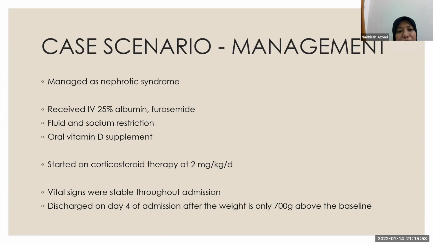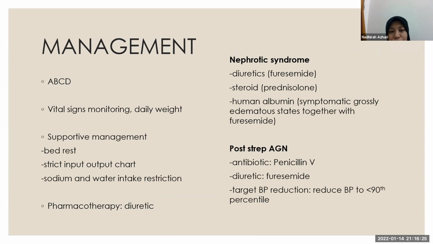She was then managed as nephrotic syndrome, and she received IV 25% albumin and also furosemide, which is a diuretic. She is also on fluid and sodium restriction and oral vitamin D supplement. After that, she was started on corticosteroid therapy, and she was discharged on day 4 of admission after everything is okay. Everything is back to normal. Okay, so that's all for the case scenario.